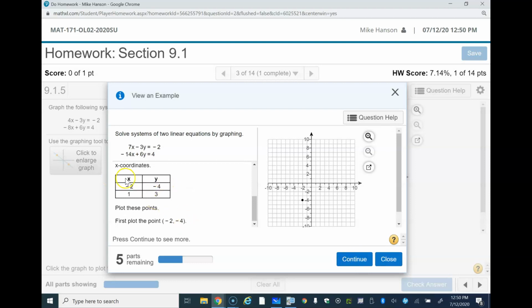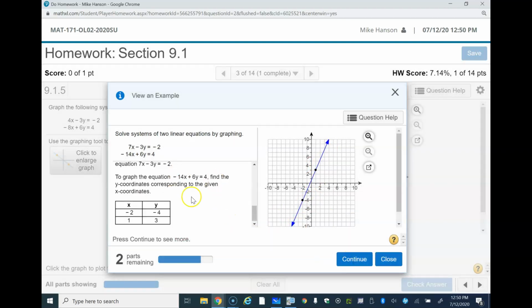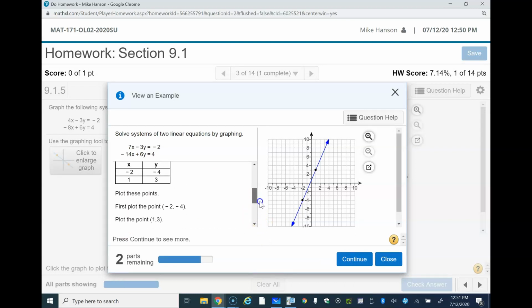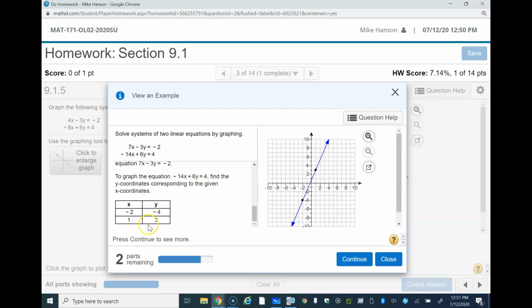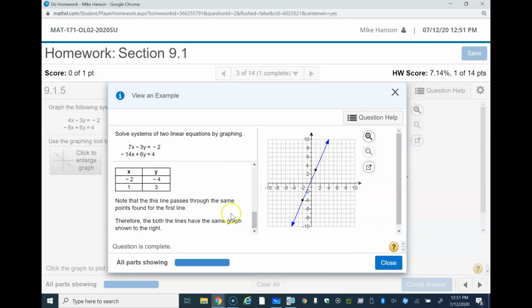So they plot the first one here, they plot the second one up here, and they drew the line. Then they did a second one here. They actually chose the same numbers or coordinates. So they plugged it in here, plugged it in here. And notice that once they plugged the negative 2 in and the 1 in, they got the exact same answers for this one. So for this one here, it's actually going to be on the same line when you graph it.